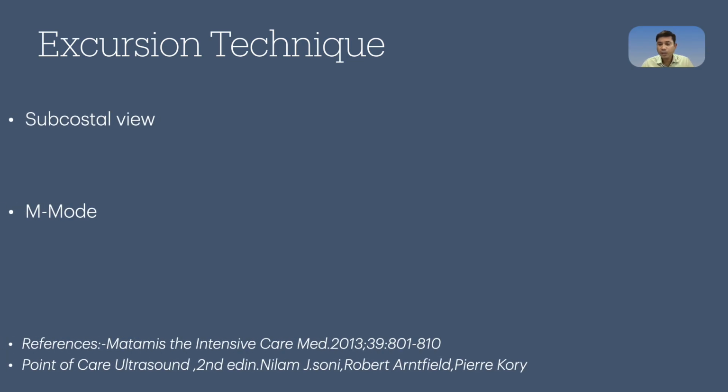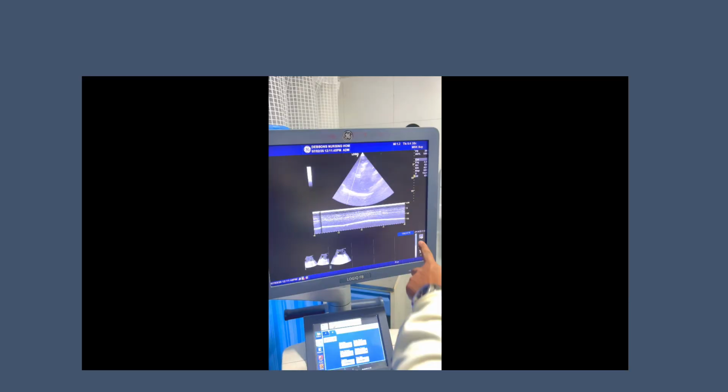Okay, now coming back to the first technique, that is the excursion technique. You can choose an ultrasound probe. It may be a high frequency linear probe or a phased array probe. In the subcostal view, subcostal area, you put it in the mid clavicular line and put the M mode on.